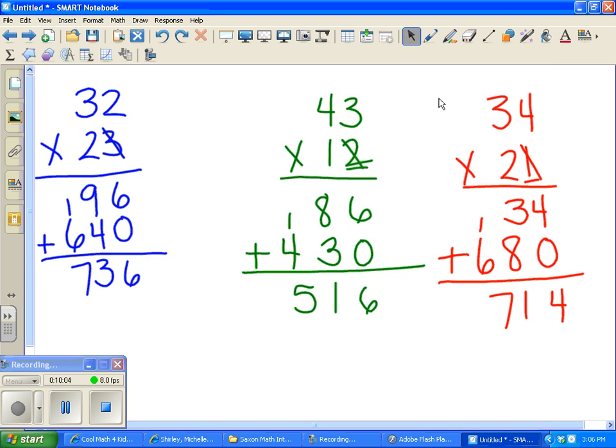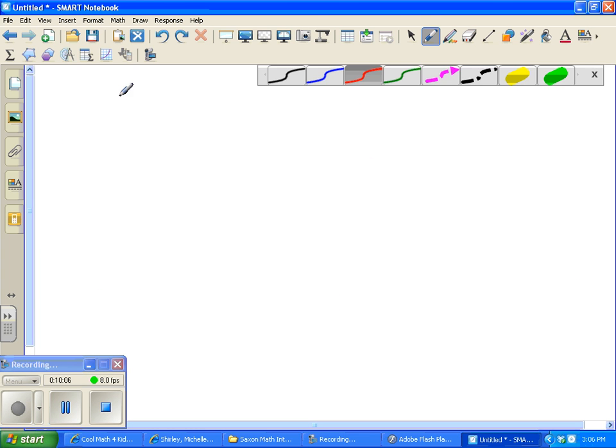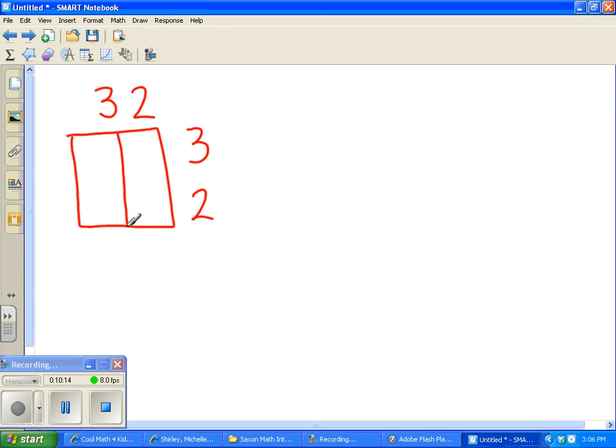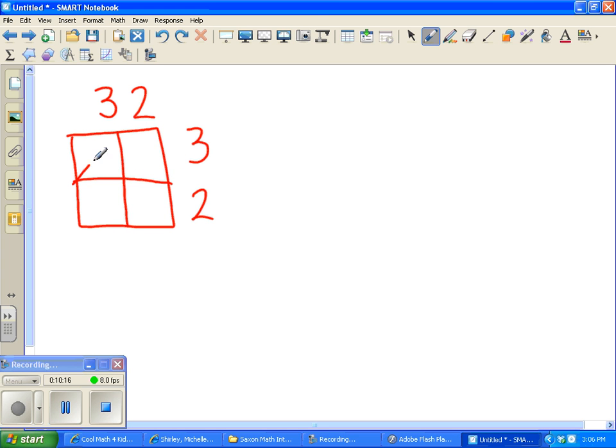So 32 times 32. Here we go. I draw my 2 by 2. I divide diagonally. 3 times 3 is 9, so I write 0, 9. 3 times 2 is 6, so I write 0, 6. 3 times 2 is 6, so I write 0, 6. And 2 times 2 is 4, so I write 0, 4.